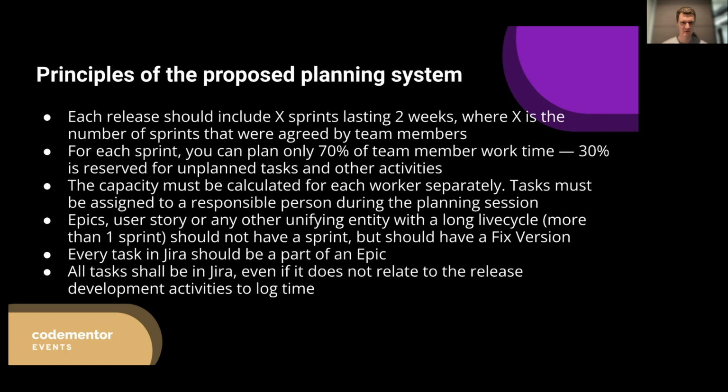The core principles of the proposed plan system. Now we are going to the juicy part of it. The first thing is each release should include a number of sprints lasting 2 weeks. Here X is the number of sprints that were agreed by team members.